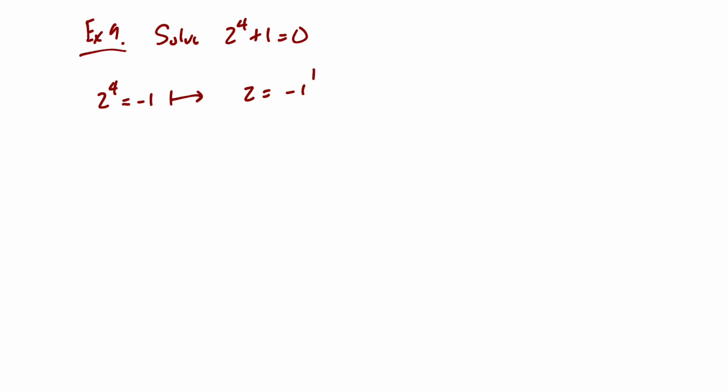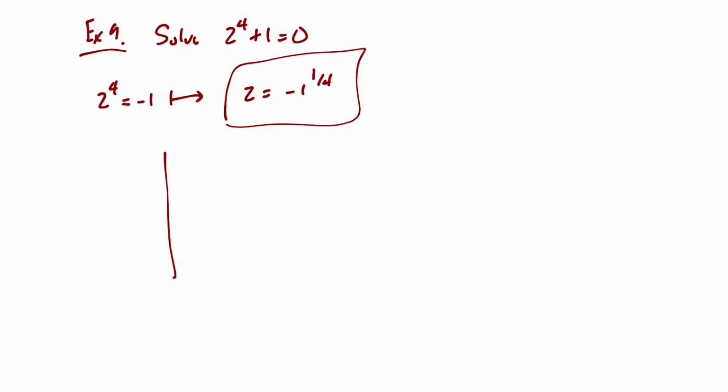So finally, let's look at one more problem. This is going to be example number 9. And we want to solve the following polynomial, z raised to the 4th plus 1 is equal to 0. So again, we have z raised to the 4th is going to be equal to negative 1. And this tells us that we want to find all z values where z to the 4th is negative 1. So we want to find the 4th roots of negative 1.